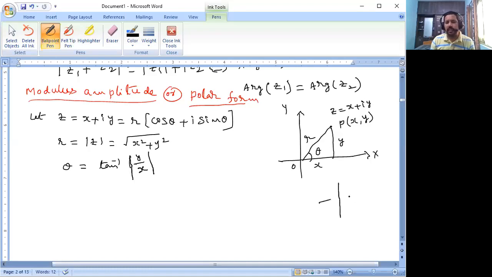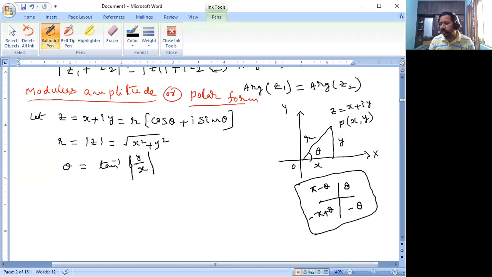Once again I'm explaining. In the first quadrant it is theta, in the second quadrant pi minus theta, in the fourth quadrant minus theta, and in the third quadrant minus pi plus theta. So remember this table, and you will get the amplitude of a complex number very easily. Here theta is called the principal amplitude of a complex number.